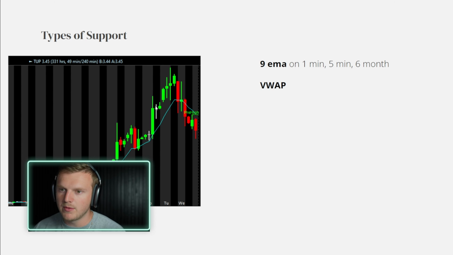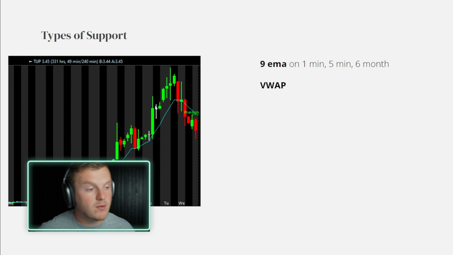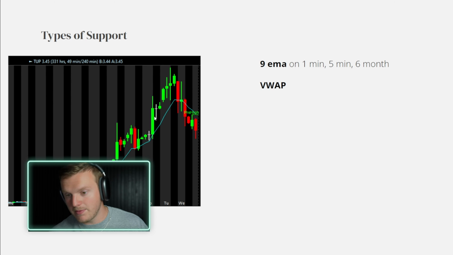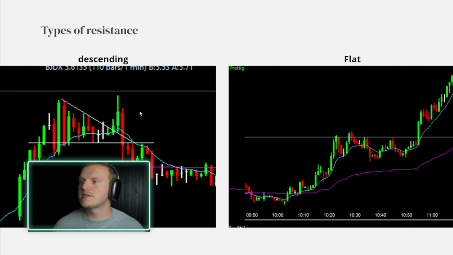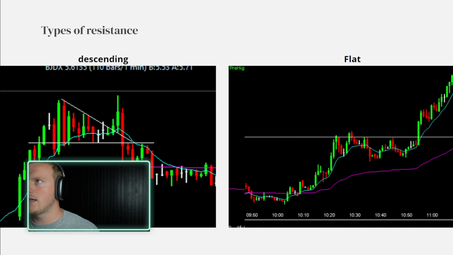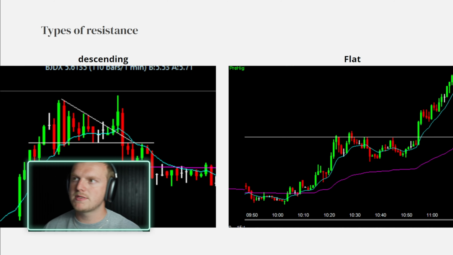Okay, same with the VWAP. That's why when a stock breaks VWAP, that's usually 90% of my entries because it's breaking the resistance. It's breaking out. Okay, and we don't need to go over, if you don't know what the 9 EMA is or what the VWAP is, we are going to go over that probably next week. Now, types of resistances. Okay, so we have descending and we have the flat tops.